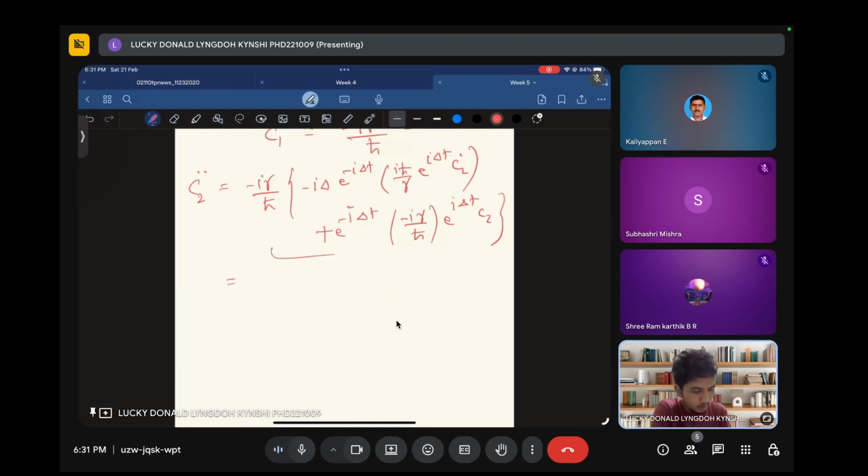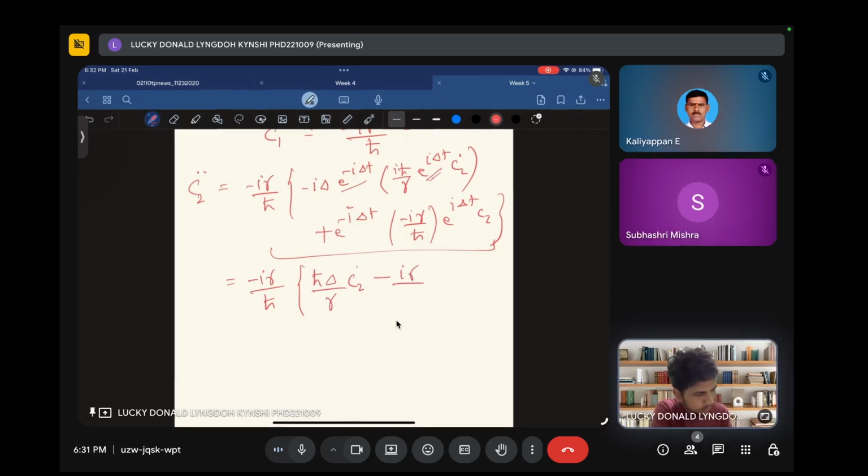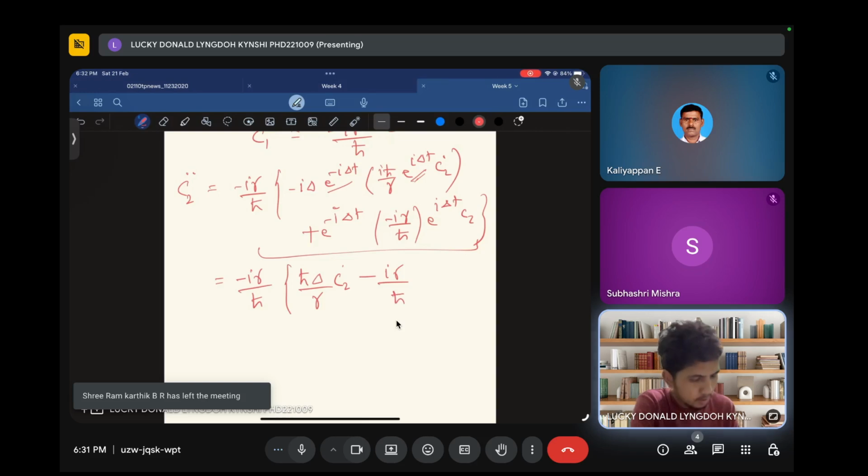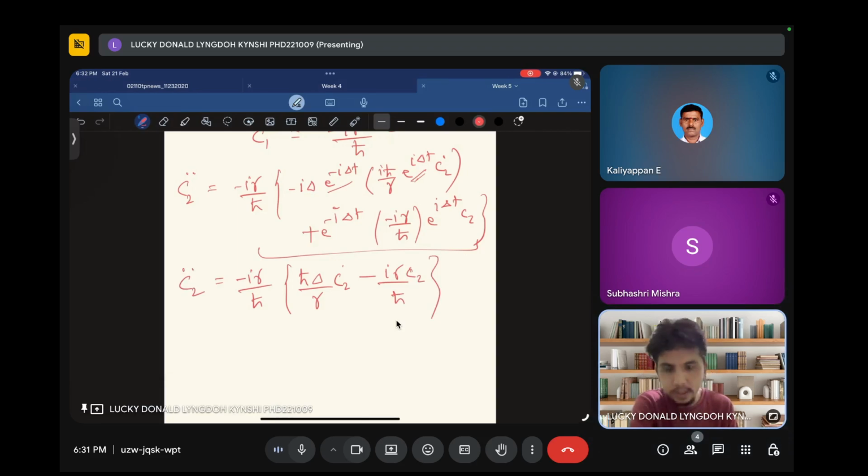Now you just simplify this equation. You will get minus i gamma by h cross, and the exponentials i delta t combine to equal 1, so you get h cross delta by gamma c2 dot minus i gamma by h cross c2. Okay, so if you look at this equation, what do you see? You see this is the second derivative, d square c2 by dt square. This will be dc2 by dt.